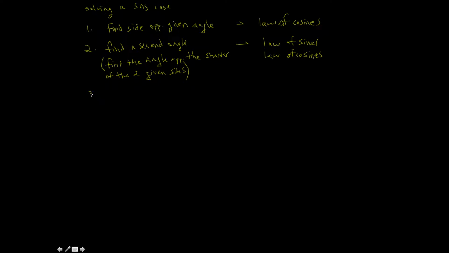And number 3, if you're trying to find a third angle, this is where we subtract from 180. 180 minus other angles. And that gives us the third angle. Okay? 180 minus the other angles. Alright, so keep these in mind as we go through this.